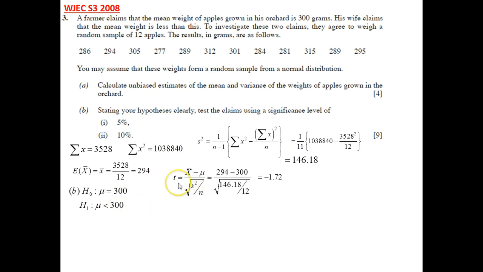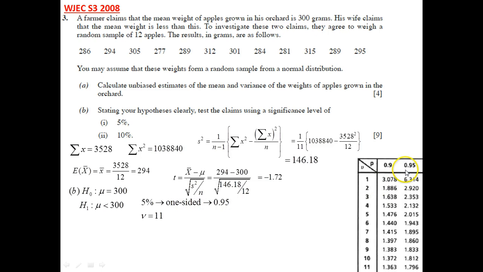So our T, being as it's a small sample and we're estimating our variance, is going to be 294 from the sample minus the 300 that we're testing, divided by the square root of s squared over n, as it is a sample. And that gives us t being minus 1.72. At 5%, it's one-sided, so we are looking at 0.95. We don't have to split it. And our degrees of freedom is 11.